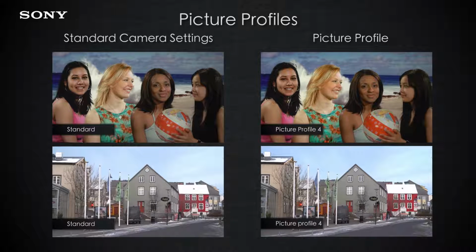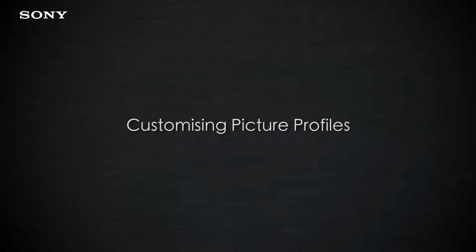Picture profile 5 is an interesting picture profile to use, as this uses one of Sony's Cine gammas, Cine gamma number 1, and this gives a more film-like look to your pictures and improved highlight handling. Picture profile number 6 uses another Cine gamma, this time Cine gamma number 2, and then profiles 7, 8 and 9 are designed for S-Log2 and S-Log3, and we'll come on to those later in the video.